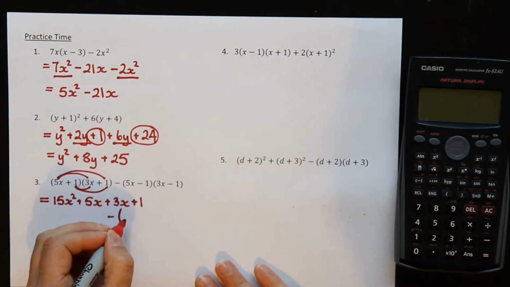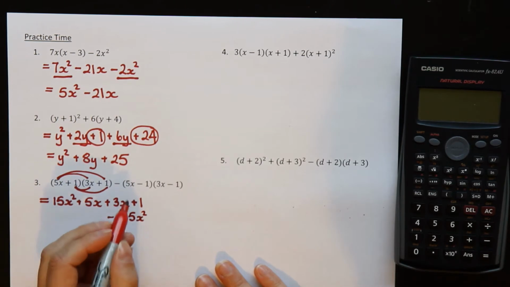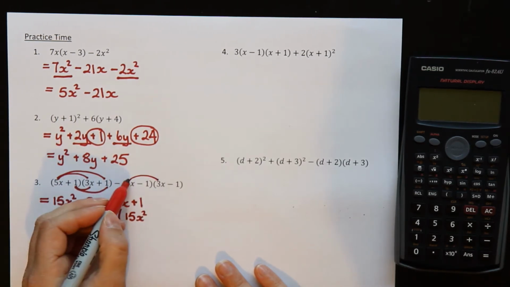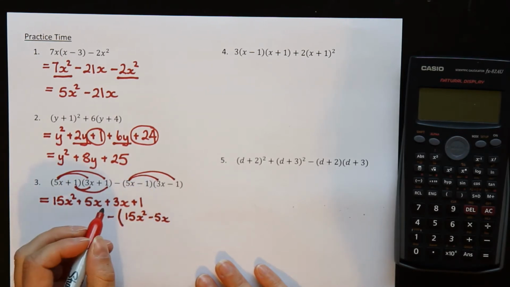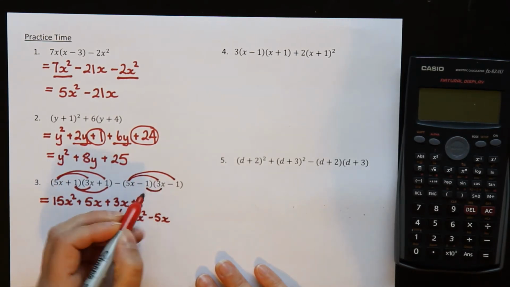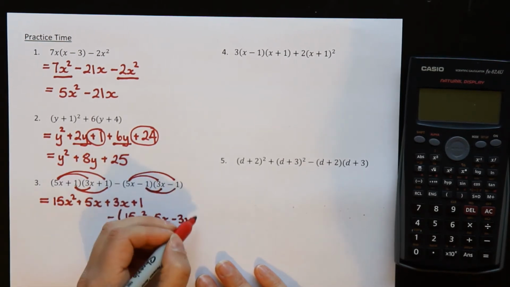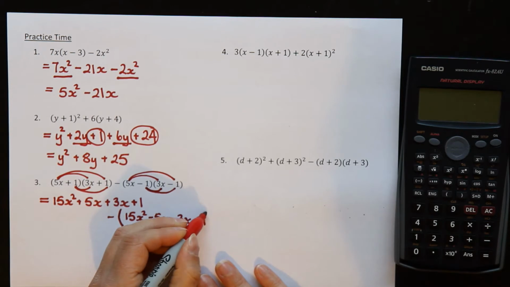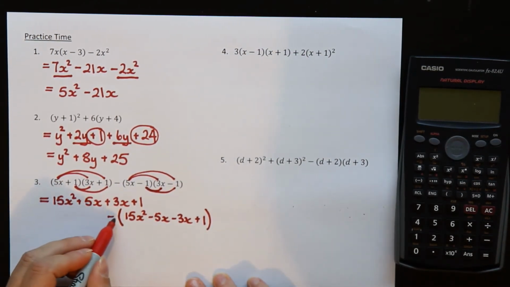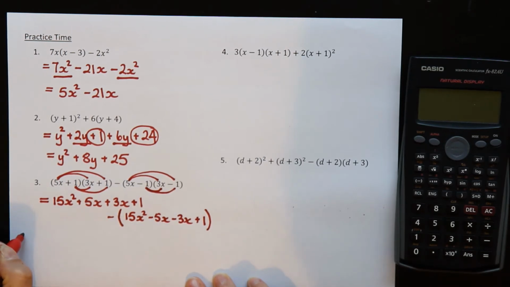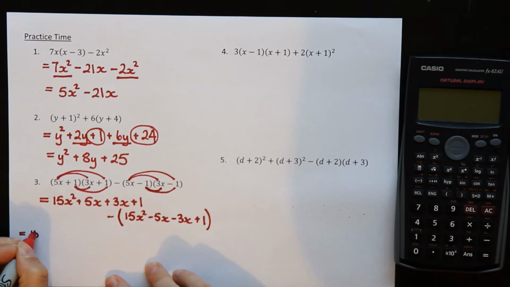5x times 3x is 15x squared. That was those ones. 5x times minus 1 is minus 5x. Inside, we minus 3x. And last, minus 1 times minus 1 is a plus 1. Close bracket. Okay, then we want to expand the minus into this bracket. So we're basically writing it all again. Let's write it small enough, hopefully, to fit on.